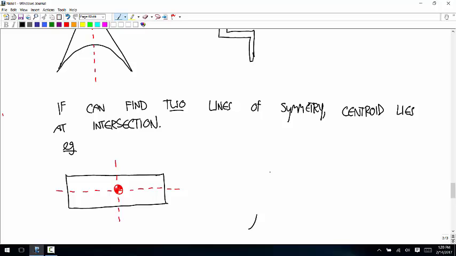For an ellipse, ellipses are hard to draw. Okay, you know what I'm trying to get at there. There's a vertical line of symmetry. And a horizontal. So the centroid's right there.